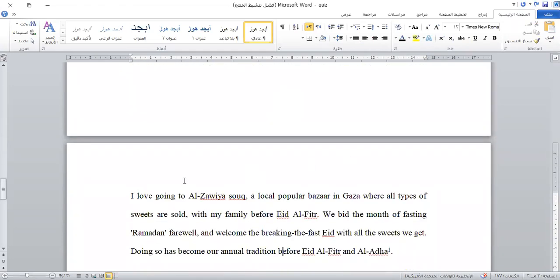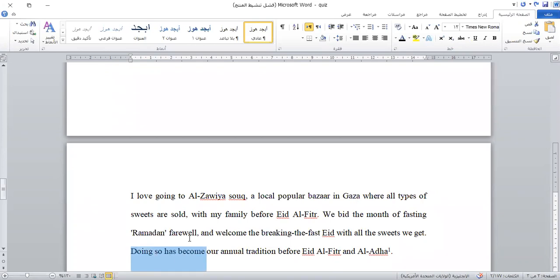We bid the month of fasting, Ramadan, farewell. So here, it was like explaining the month, introducing what it is, without changing much to the text, and again, making it run smoothly. So we bid the month of fasting, Ramadan, farewell, and welcome the breaking the fast Eid with all the sweets we get. Again, you're trying to give them a meaningful text that does not require so much looking, so much searching, so much browsing with their eyes.